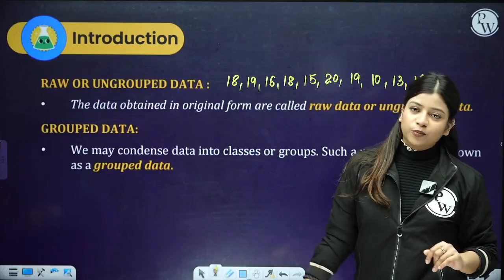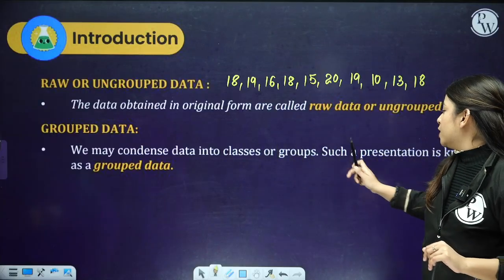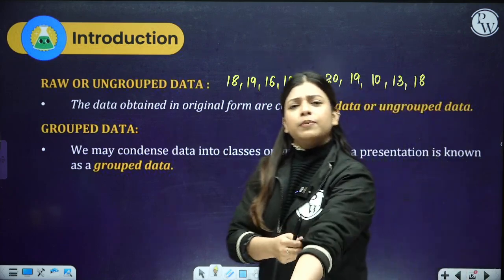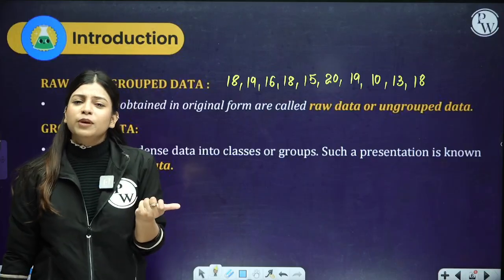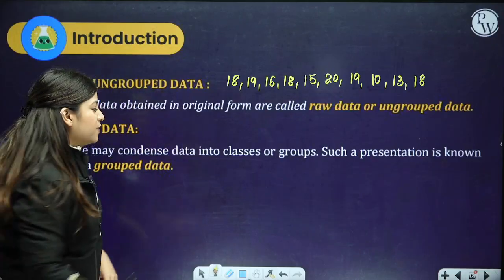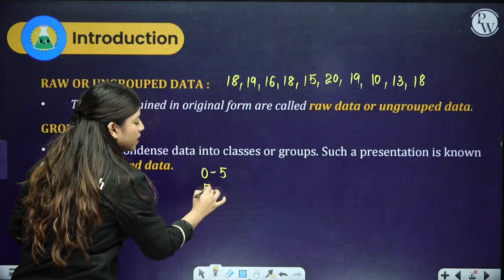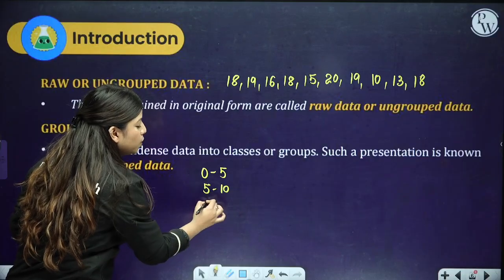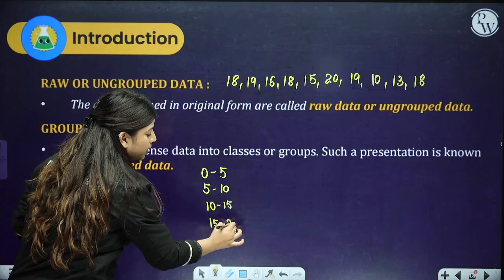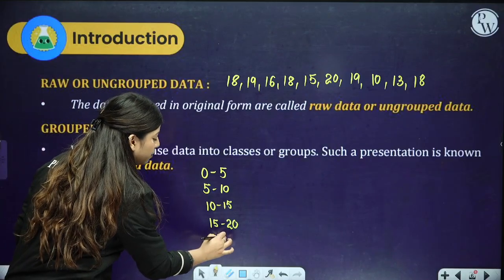Now what is grouped data? We may condense data into classes or groups. Such a presentation is known as grouped data. For example, I want to see how many people have scored above average, below average, in which category. So let's say I make 0 to 5, how many people have scored? 5 to 10, how many people? 10 to 15, how many people are there? 15 to 20, how many people are there? And 20 to 25, how many people are there?